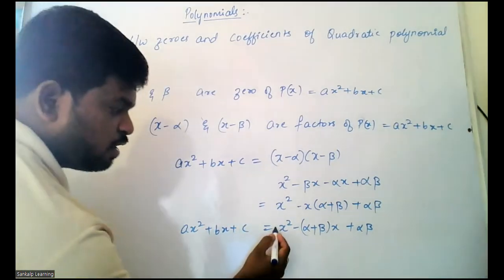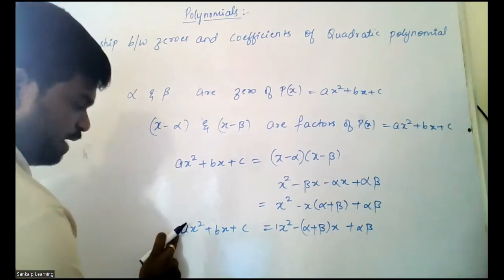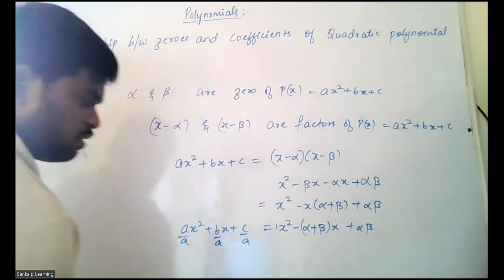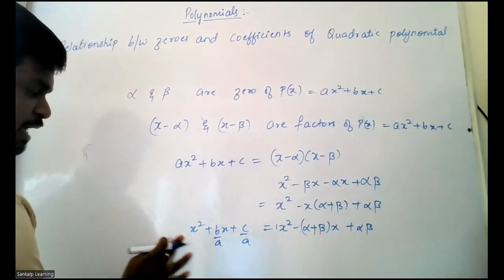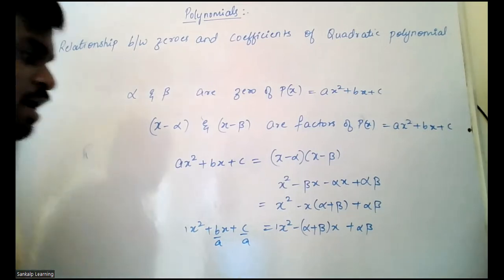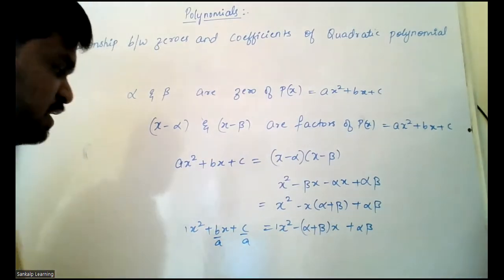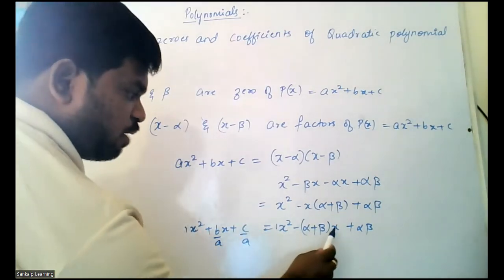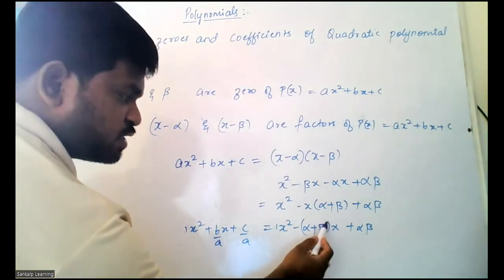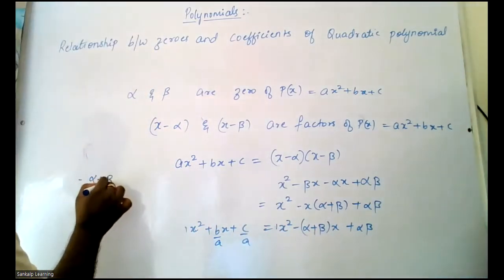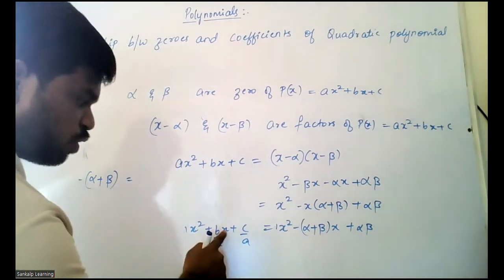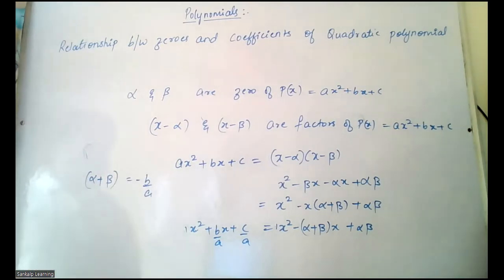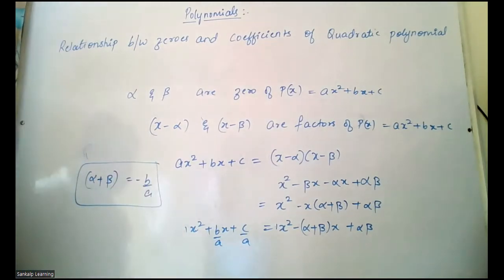Here if you observe, the coefficient of x square is 1. So I'll make the coefficient of x square as 1 here. How will I make it? Just divide by a, and a gets cancelled, so the coefficient of x square is 1. Now if you compare, both are equal. The coefficient of x square is 1 in both. No problem. Now let's compare the coefficient of x. The coefficient of x here is minus alpha plus beta, with the sign. The coefficient of x here is b by a. Let's transpose this minus to the other side. So that is how we got the formula alpha plus beta equal to minus b by a.